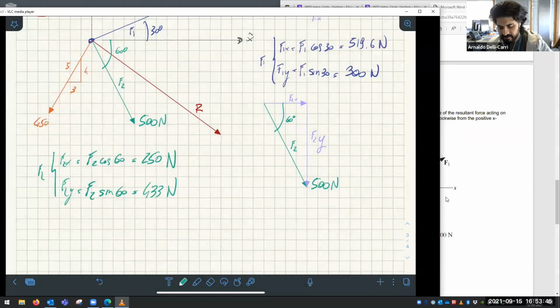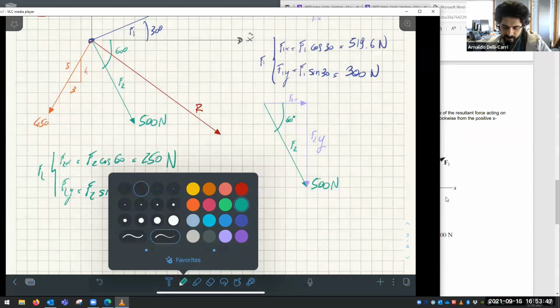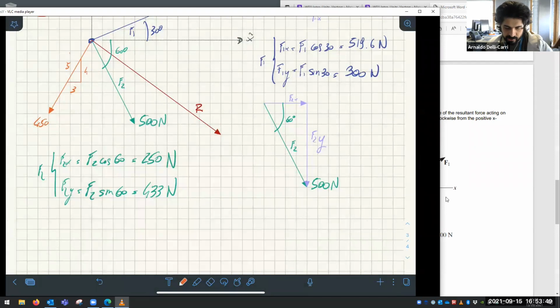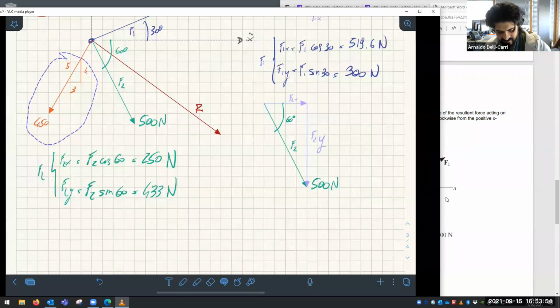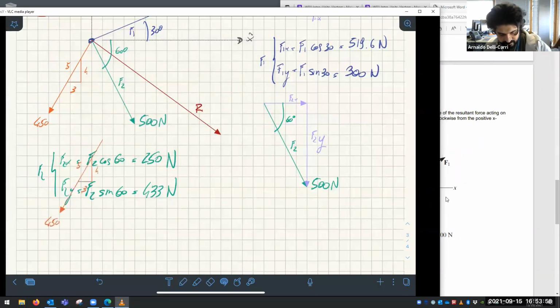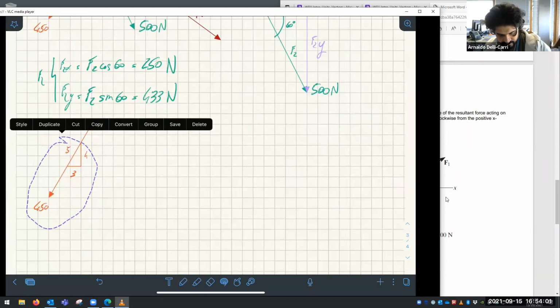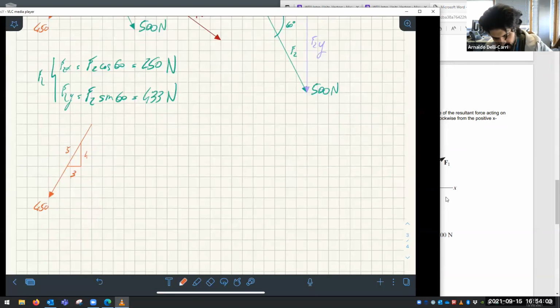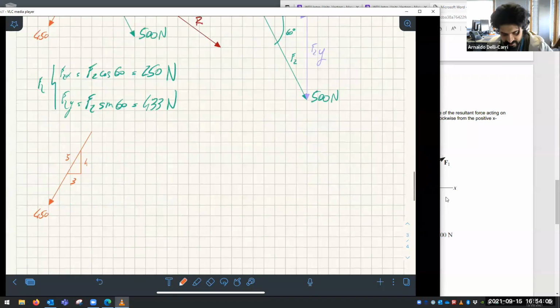And now let's do F3. Now F3 is a bit complicated. Well, it's not complicated. No complications. It's just you have to think about it a bit. So here we know that this angle here, let's call this alpha. Let's call this angle beta. What I'm saying is that this is on the hypotenuse of the 3, 4, 5 triangle.